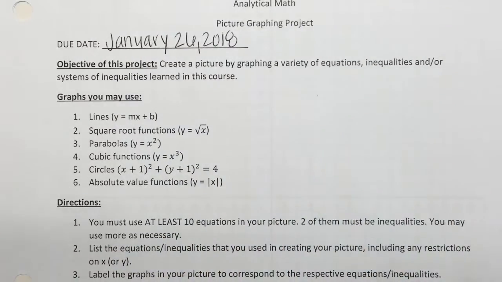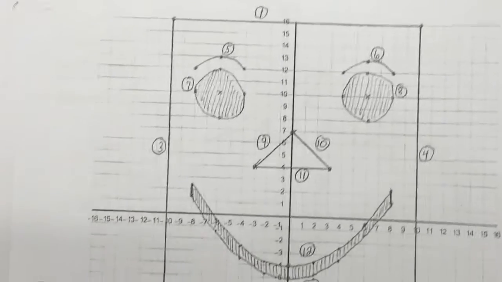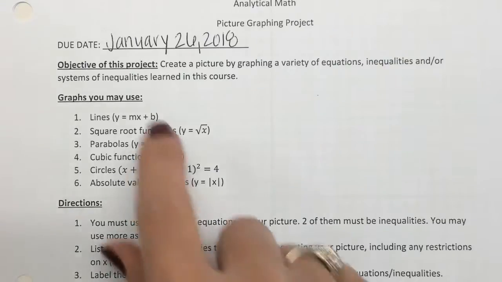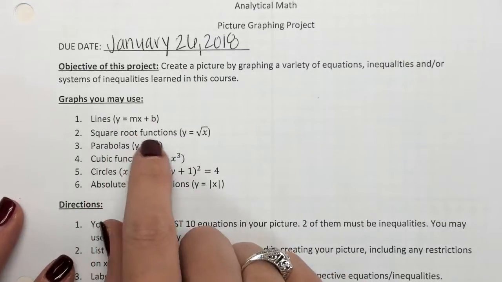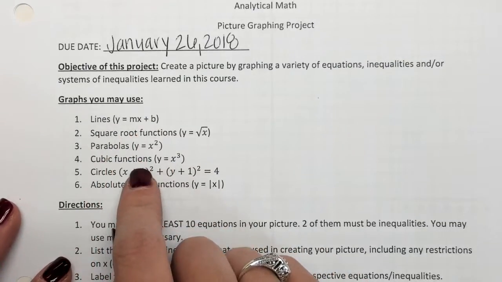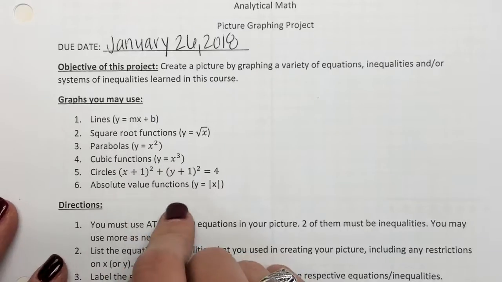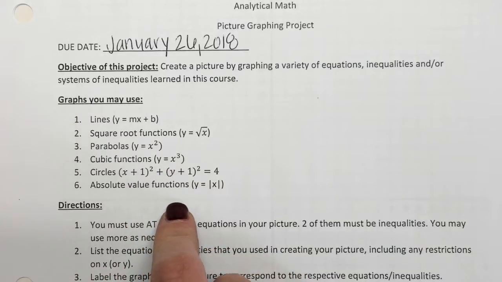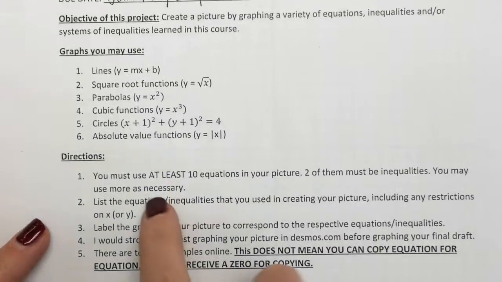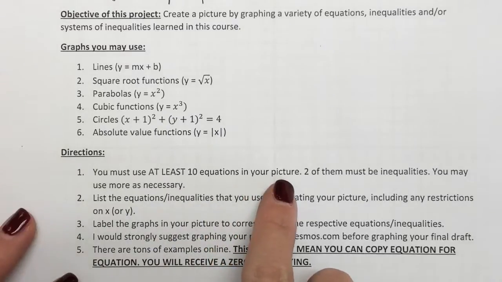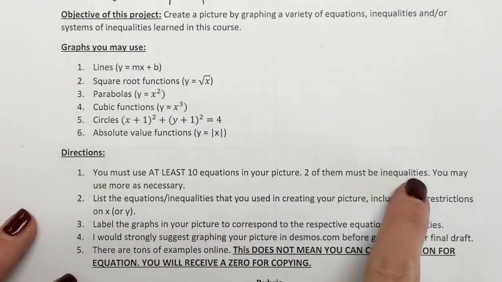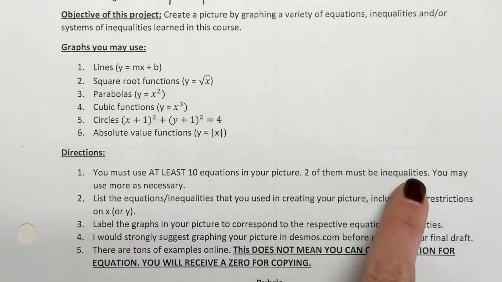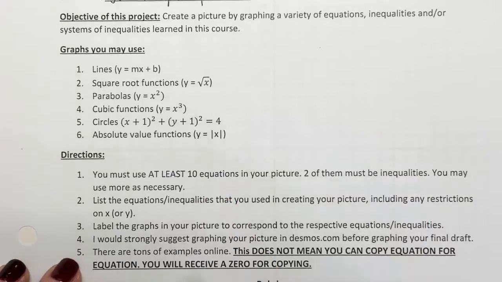So what you're going to do is create a picture, and I put 2 examples in there. Create a picture through graphing. The graphs that you can include are linear ones. You can include square root functions, parabolas, cubic, circles, absolute value. You don't have to use all of them. It's up to you. But you have to use at least 10 equations to create your picture. And 2 of them must be inequalities, which is what we're working on now. And you can use more if you want to.